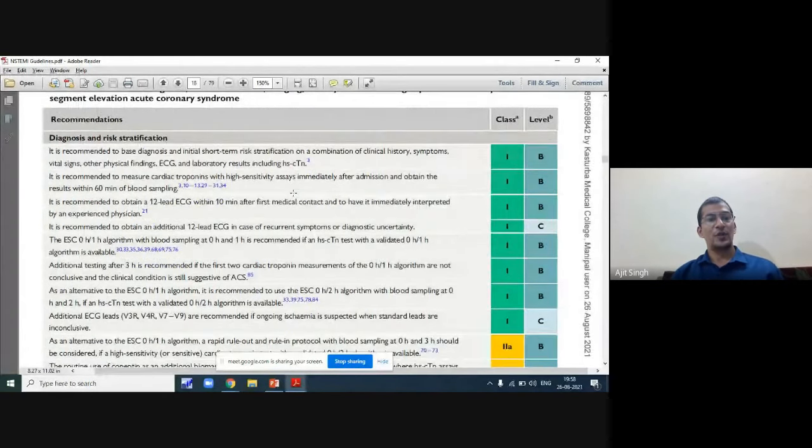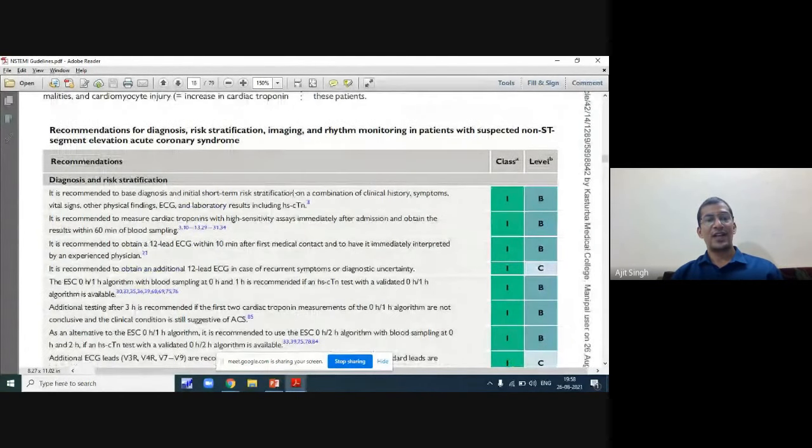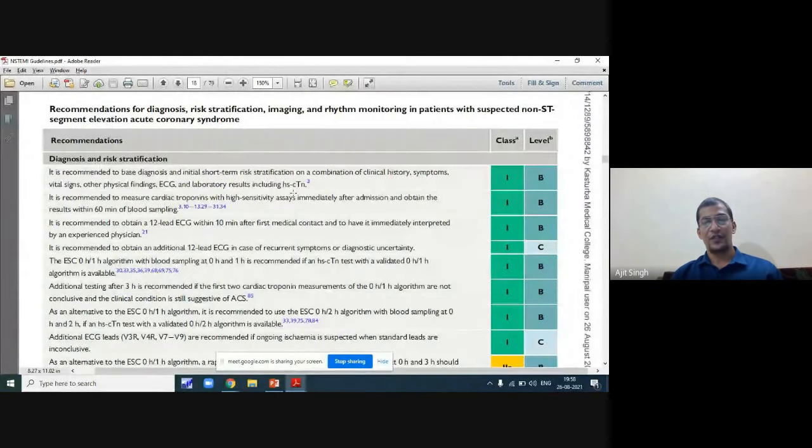Yes, so here you can see they have recommended the diagnostic and risk stratification. If you see, this green is something called the high evidences, or we can say the very, very correlated evidences. So it is recommended to base diagnosis and initial short-term risk stratification on the combination of clinical history.